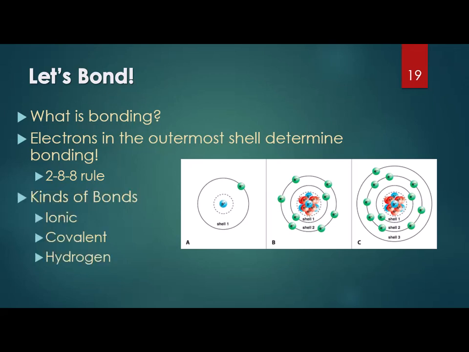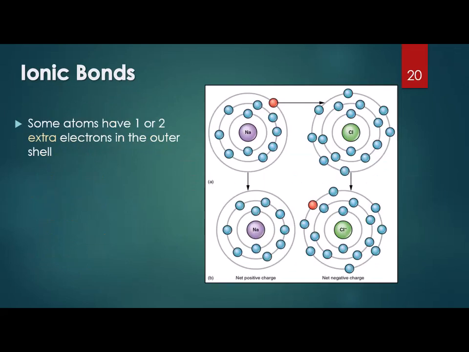The types of bonds we're going to talk about is ionic and covalent, and then we're going to talk about hydrogen bonds, the weakest one. So let's start with ionic. Some atoms in their outermost shell have just 1 or 2, or they have 6 or 7, so they need 1 or 2 to make that outermost shell full. And usually these two types of atoms get together.